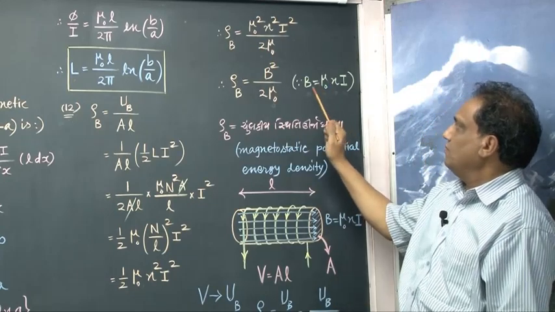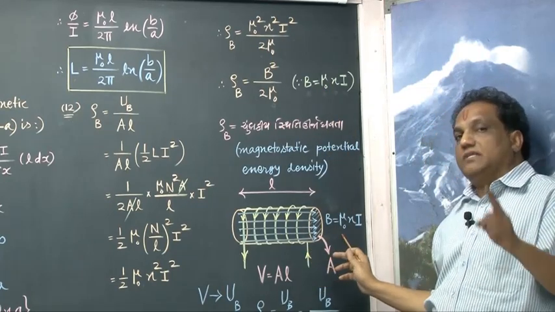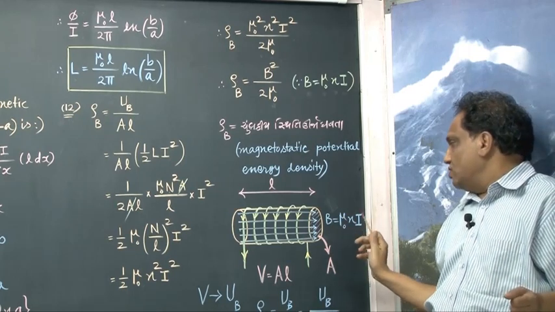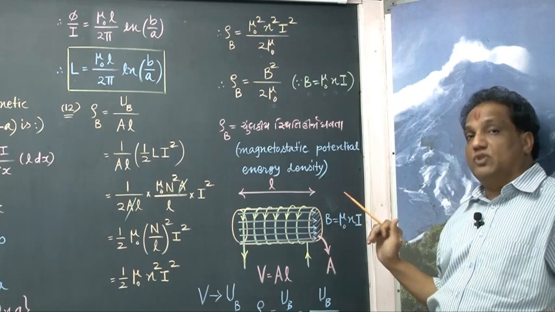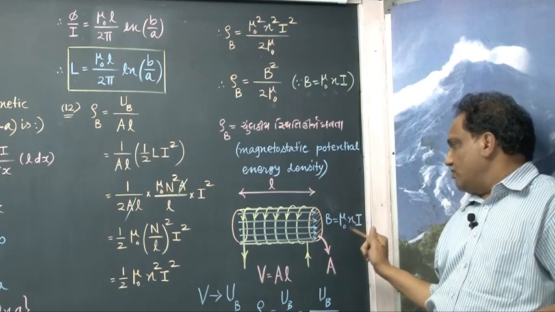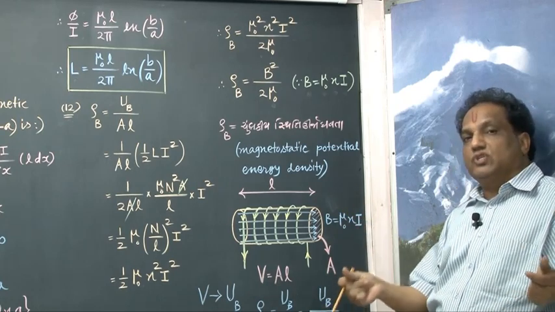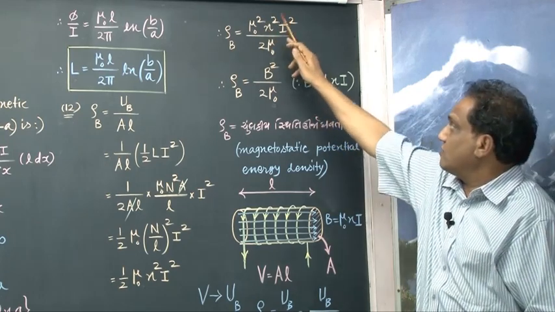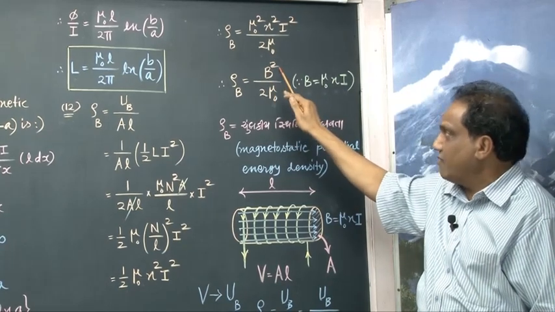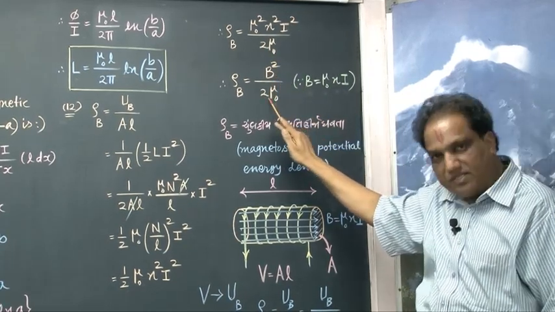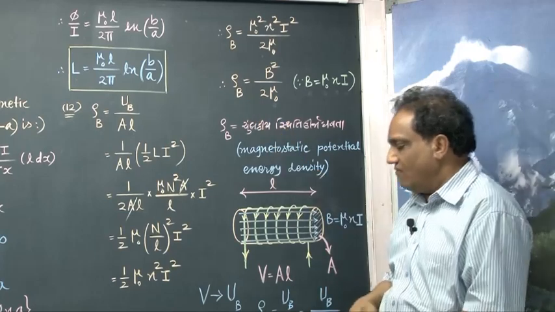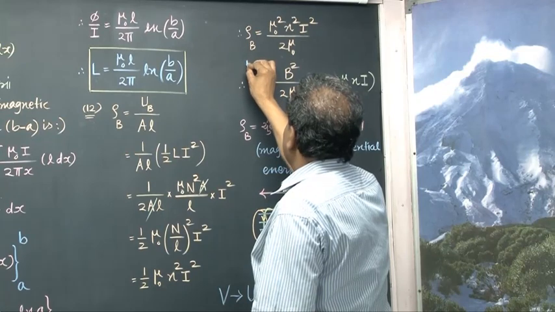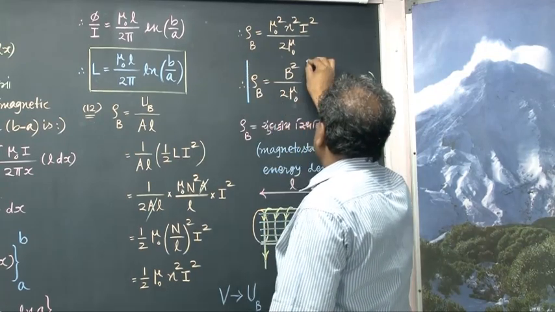Now don't you know the magnetic field inside an extremely long current carrying solenoid? The formula was B equals mu 0 n i. Take the square on both sides: B square equals mu 0 square n square i square. Reversing, mu 0 square n square i square can be replaced by B square, upon 2 mu 0 as it is. So this is the final formula for magnetostatic potential energy density, shown by the symbol rho B.